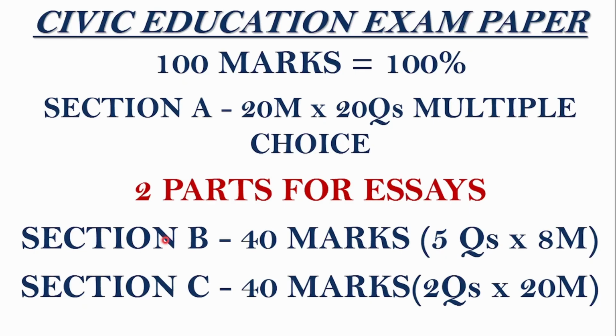Then we have section B, which is equal to 40 marks. And you're supposed to answer 5 questions from this section. Each question carries 8 marks. Then we have section C, which carries 40 marks. And there are 2 questions that we're supposed to answer from this section. Each question carries 20 marks.